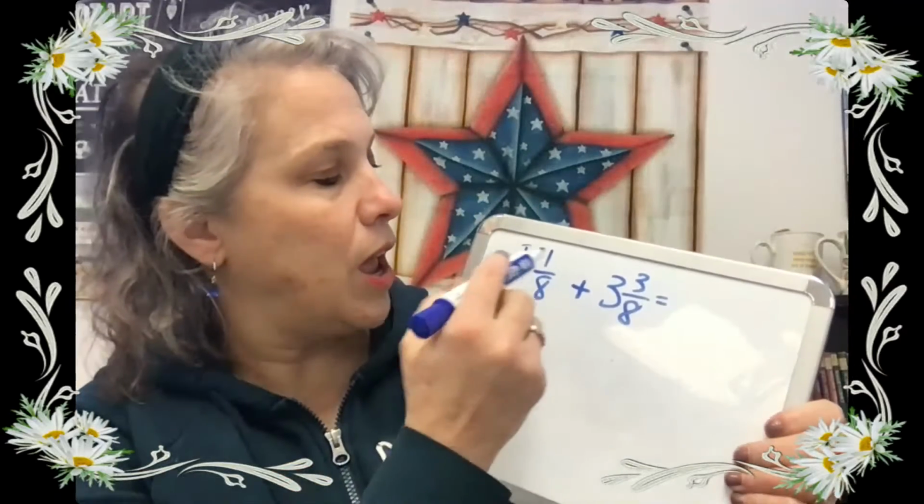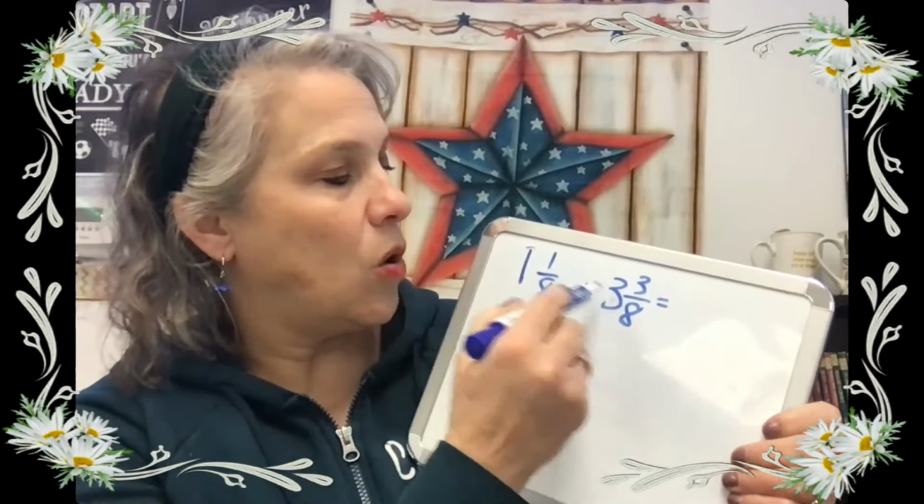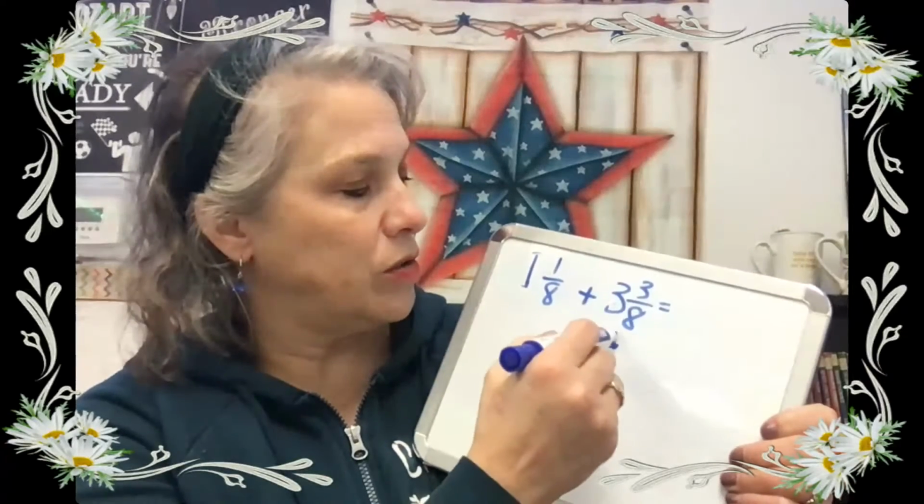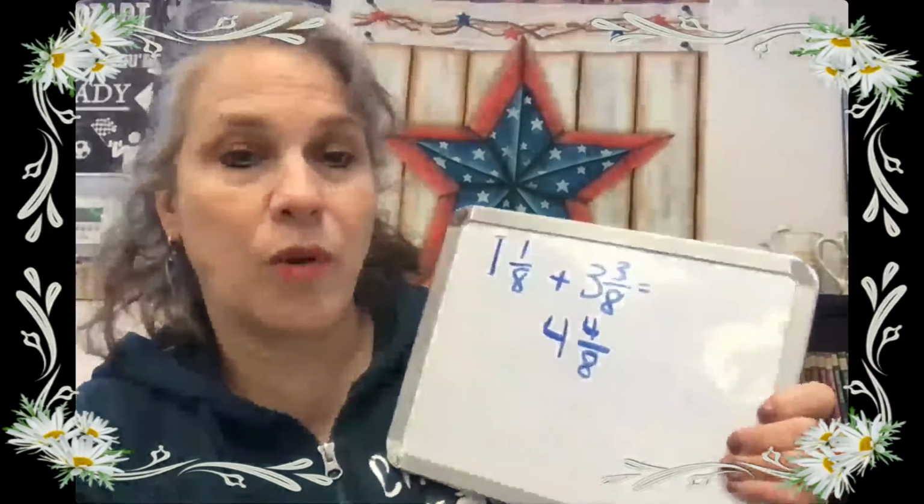All right, and we're also going to talk about what do we do if we have mixed numbers like 1 1/8 plus 3 3/8. So all you have to do here is you can add the whole number. 1 plus 3 is 4. And we have 4 and 4/8.